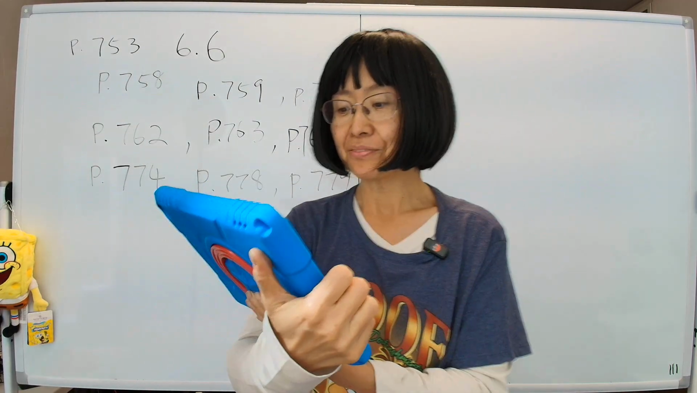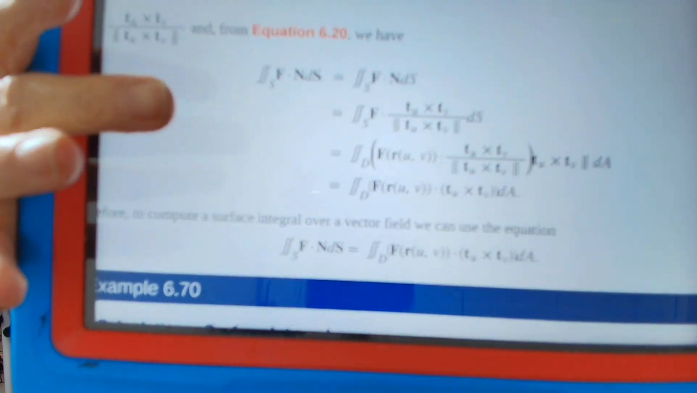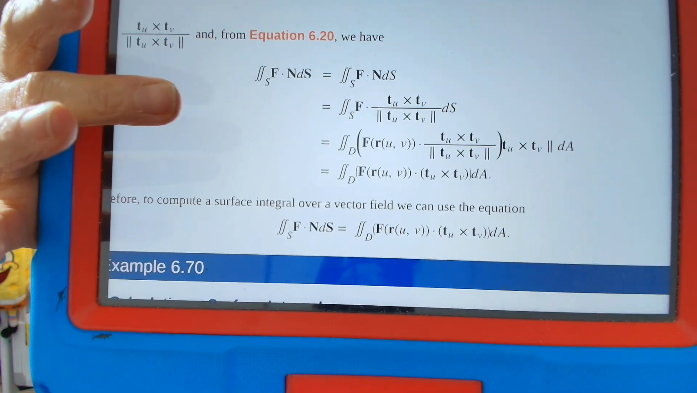What you're going to do is notice that in F dot n dS, the n is defined as the cross product of the two tangents, TU and TV.